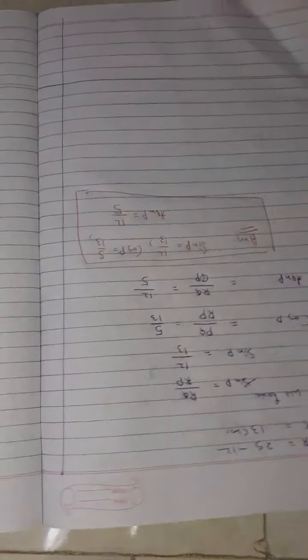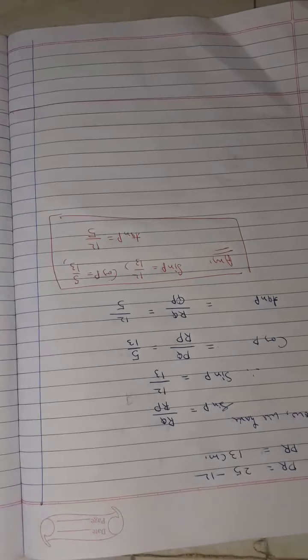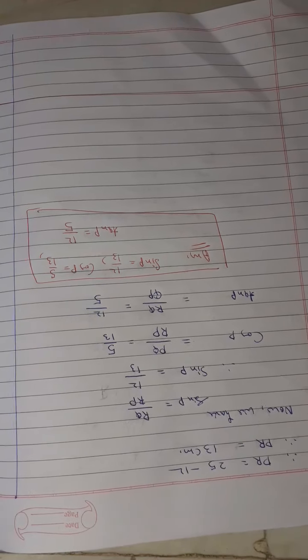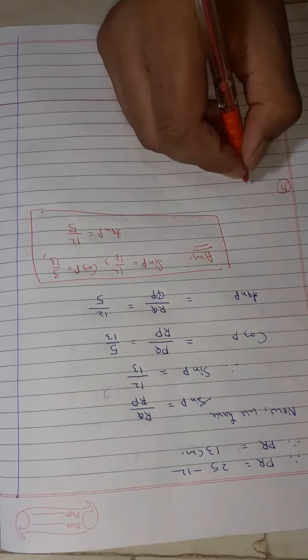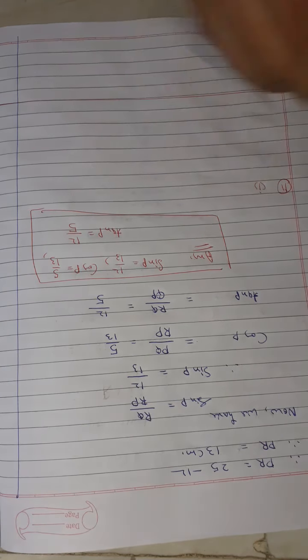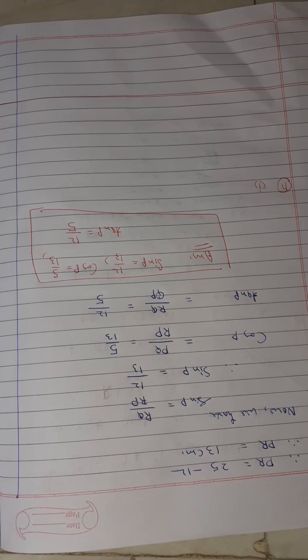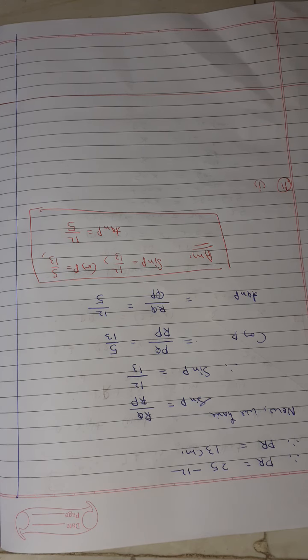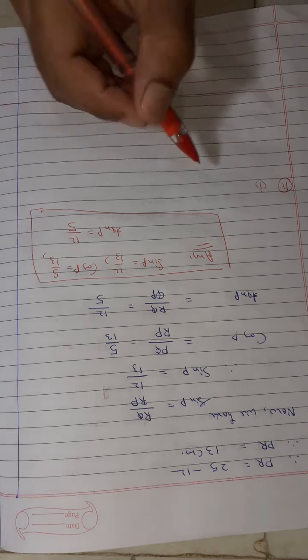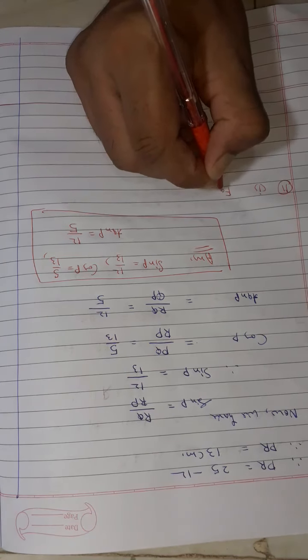Question number 11. State whether the following are true or false. Justify your answer. The first question is: the value of tan A is always less than 1. Is it true or false? The answer will be false.